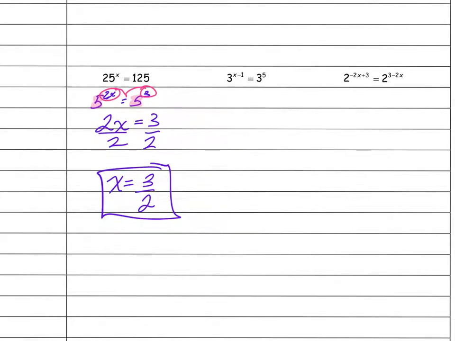Okay. So the next one. Look, the next one's already done for me. Fairly easy, right? I have the same base here and my same base here. So all I have to do is set my exponents equal to each other. So I have x minus 1 equals 5. So add 1. X equals 6. Done.